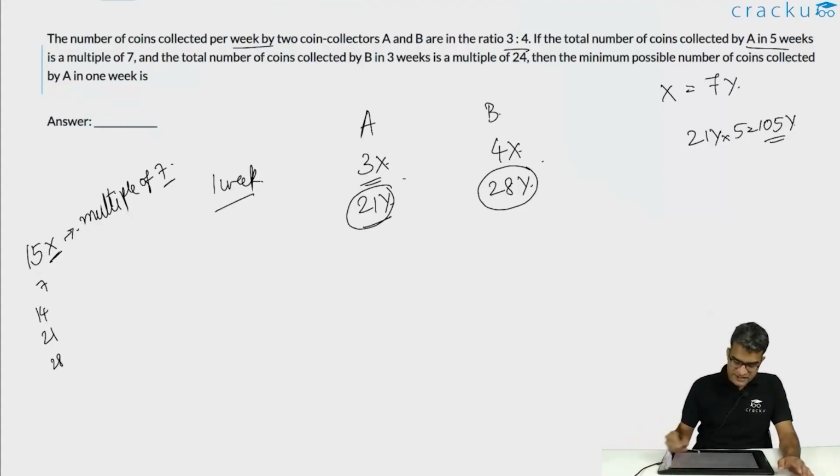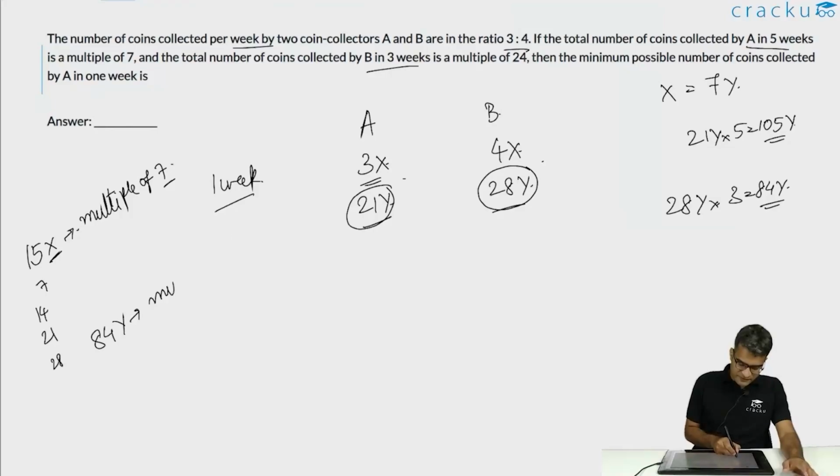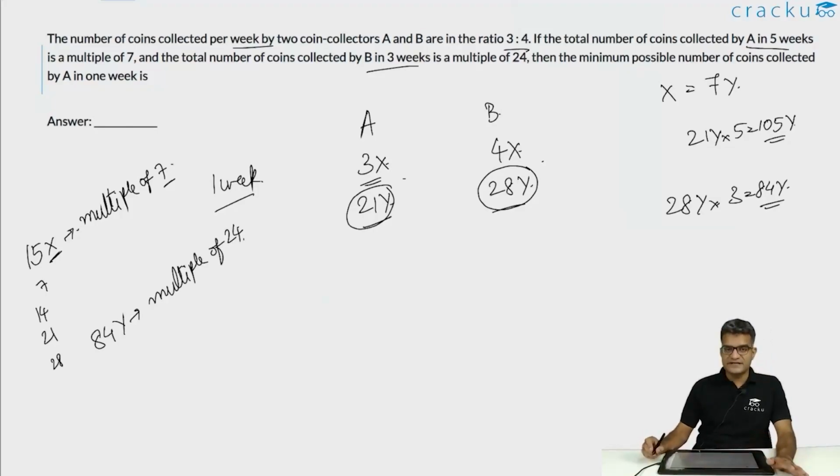Now what we are told is that the number of coins collected by B in 3 weeks is a multiple of 24. What is the number of coins collected by B in 3 weeks? That will be 28y into 3, which is equal to 84y. Now, can we say, like we said earlier, that if 84y is a multiple of 24, y has to be a multiple of 24? We can't say that. Why can't we say that? Because now 84 and 24 have some common factors.